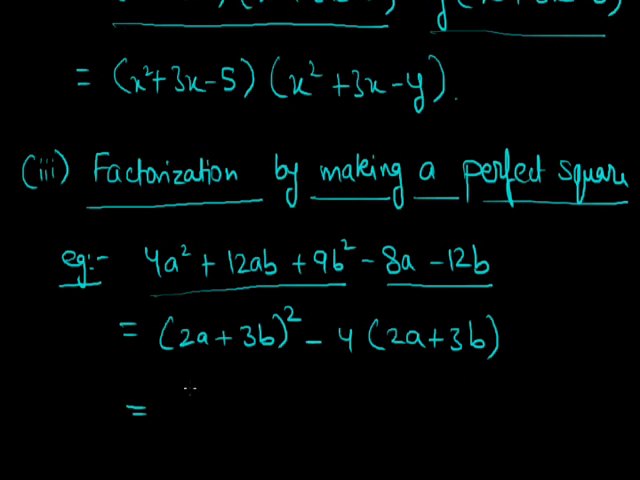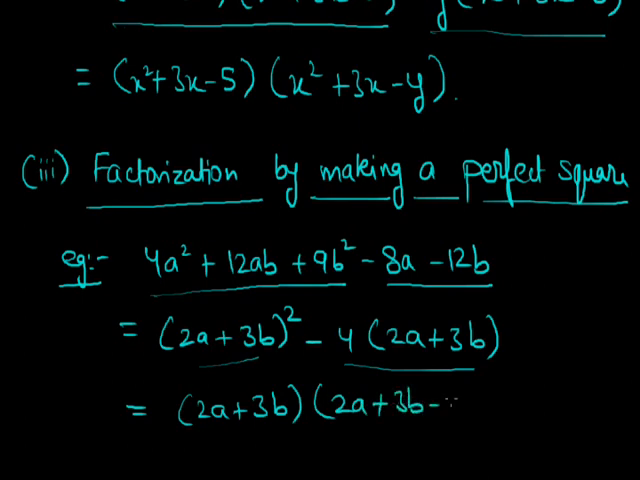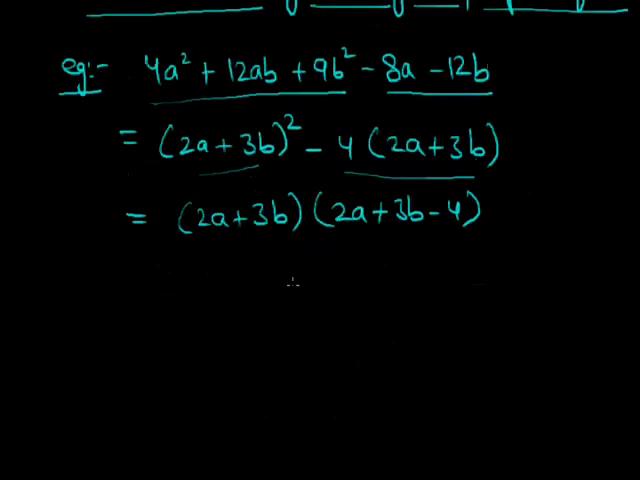Now if you see, there are only two terms, and again it is not properly factorization, because factorization is actually writing the polynomial into the form of product of its factors. Now this is the first term and this is the second term. Among these two terms, the common term is 2a plus 3b, and the remaining part is 2a plus 3b minus 4. So now we have done the proper factorization.